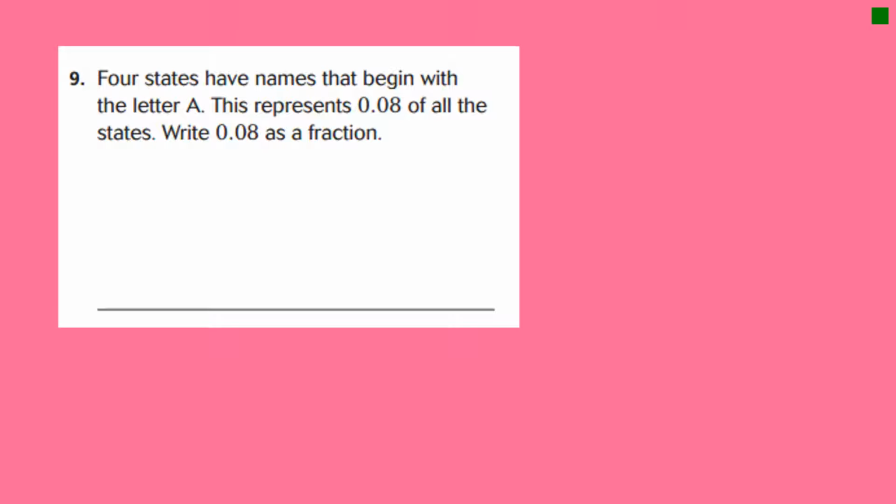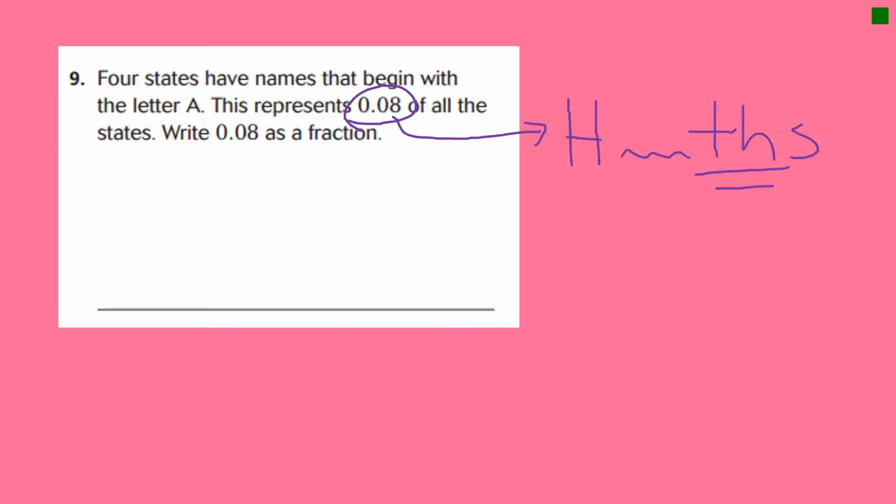This represents, now let's read this. This represents 0 and 8. What's that place value there? It's the hundredths, right? That's the hundredths place. So 0 and 8 hundredths of all the states.